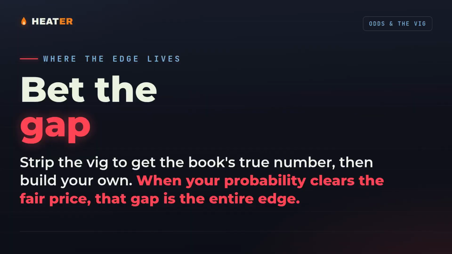Bet the gap. Here's where it all comes together. You strip the VIG and you get the book's true number. Then you build your own number from everything these 6 videos taught you: power, park, weather, pace, matchup, form. If your probability is clearly higher than the fair price, you have an edge. That is the difference. It's the only reason to place a bet. You're never betting on a team or a total or a home run. You're betting the gap between your number and theirs.